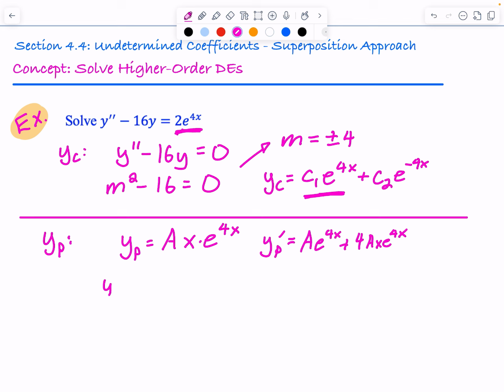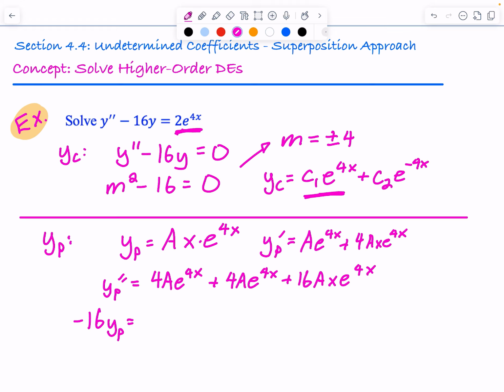So I need yp double prime now. That's going to be 4a e to the 4x. That's just the derivative of that term. And then now I have another chain rule. It's going to be 4a e to the 4x, derivative of x is 1, and then plus 16a x e to the 4x. All right, so I'm going to have that, and then I need a negative 16y. And that's going to be my left side of my diff q. So if I do that, I get a negative 16a x e to the 4x.